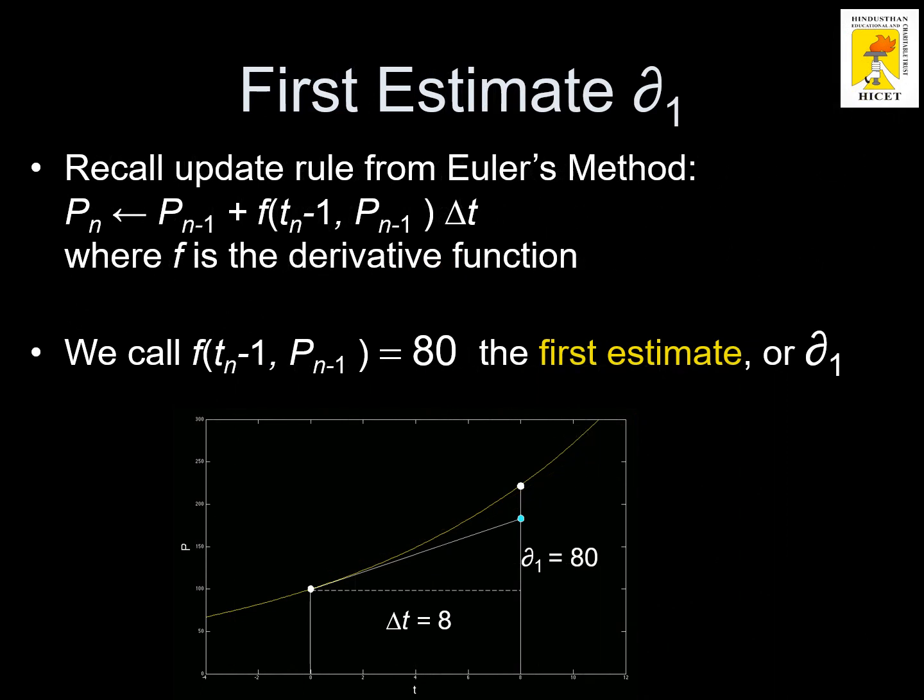rule from Euler's method. That is, Pn is obtained from Pn minus 1 plus function of Tn minus 1 comma Pn minus 1 times delta t. Here f is the derivative function. We call the function f of Tn minus 1 comma Pn minus 1 equal to 80, the first estimate, or dou 1. It is represented in the diagram. Dou 1 is 80 and delta t is 8 here.